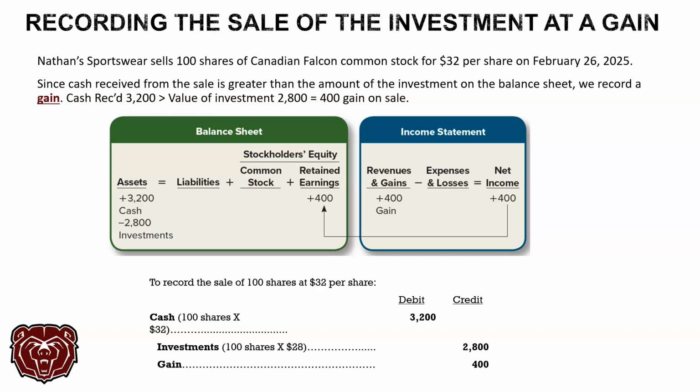So we are going to increase our revenues and gains, which increases net income, which increases retained earnings. Okay. Now we got $3,200 cash, and we're going to take the investment off our books at book value, at that fair value we had. So we see we have a positive $400, an increase to assets of $400, and an increase to retained earnings in the same amount.